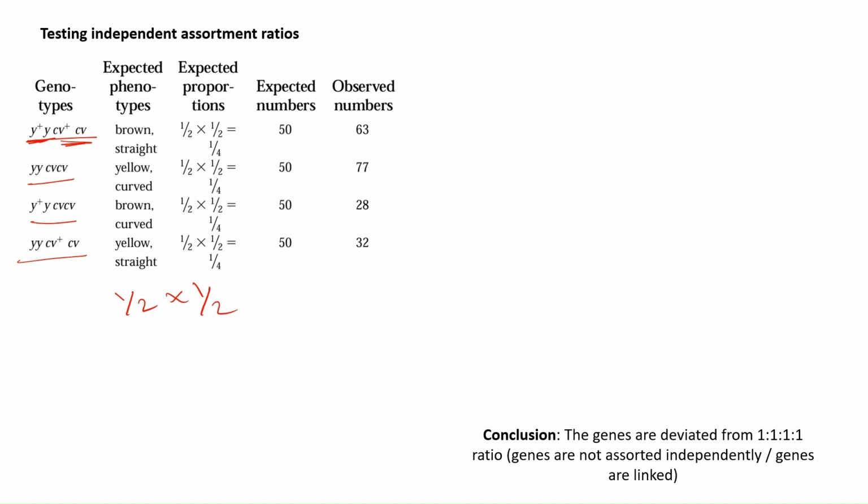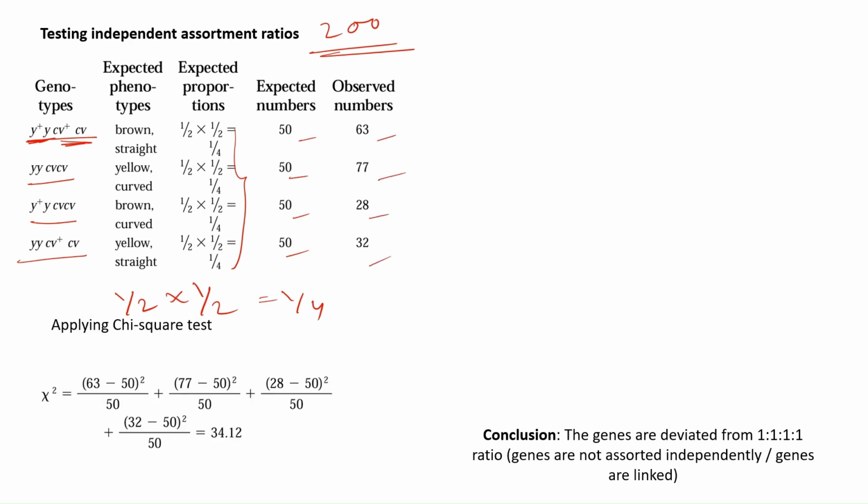So we have to apply multiply rule for the probability. So half into half is 1/4. So for all the expected ratios or proportions are 1/4. So when it is 1/4 and total number of progenies, if you remember, it is 200. So the expected numbers will be 50 each. But the observed are 63, 77, 28 and 32. Now again, we'll apply the chi-square test and we'll get the result of 34.12.